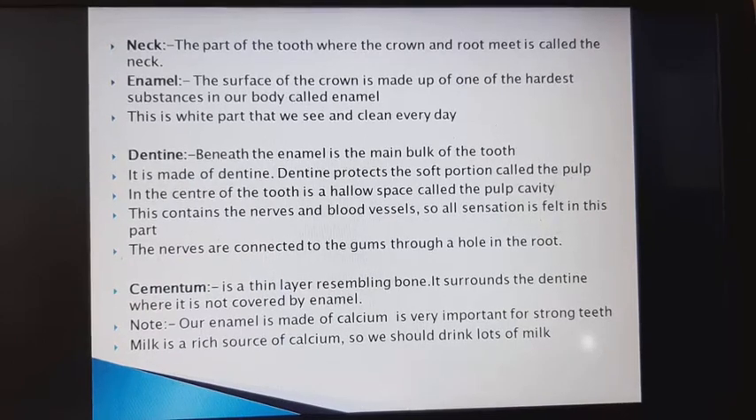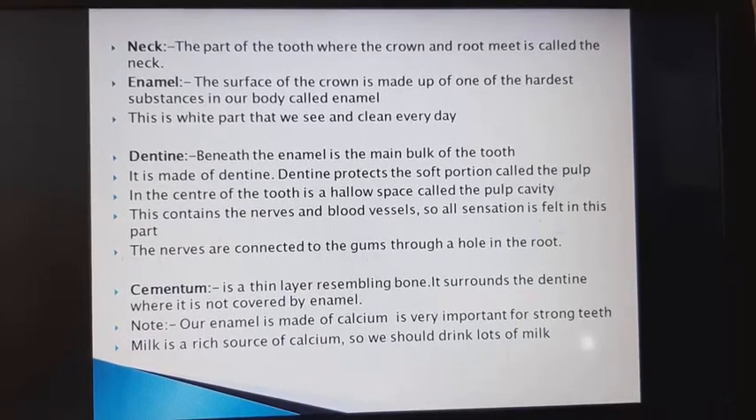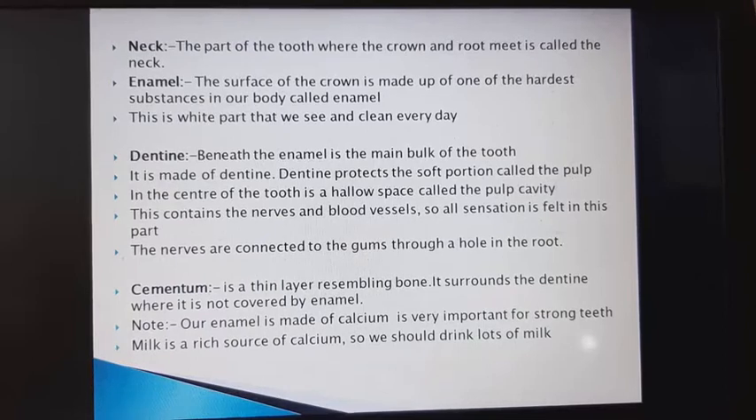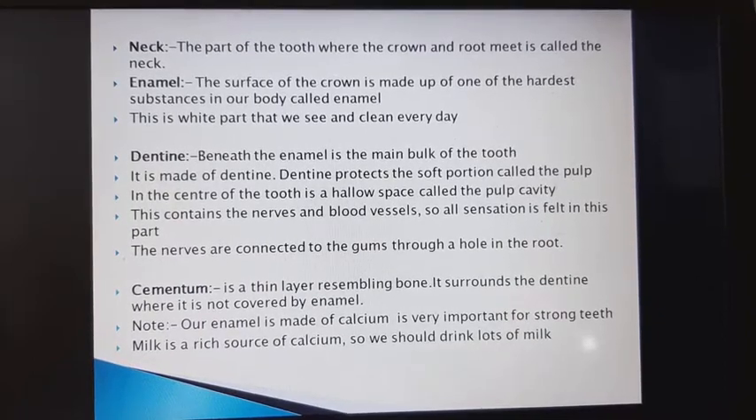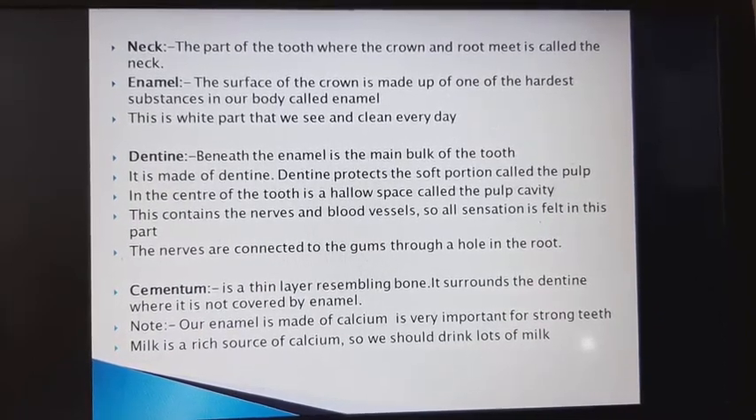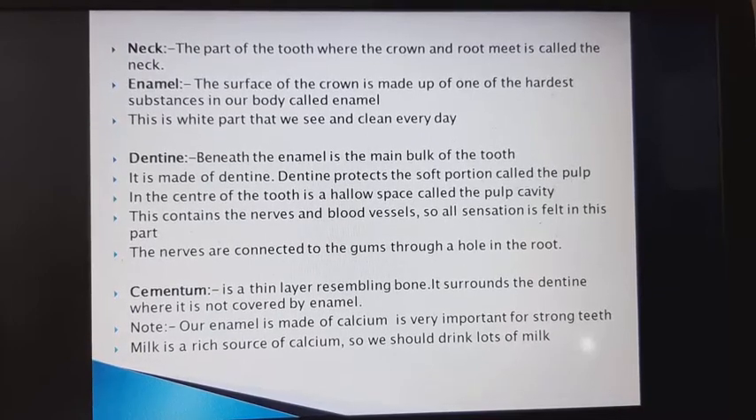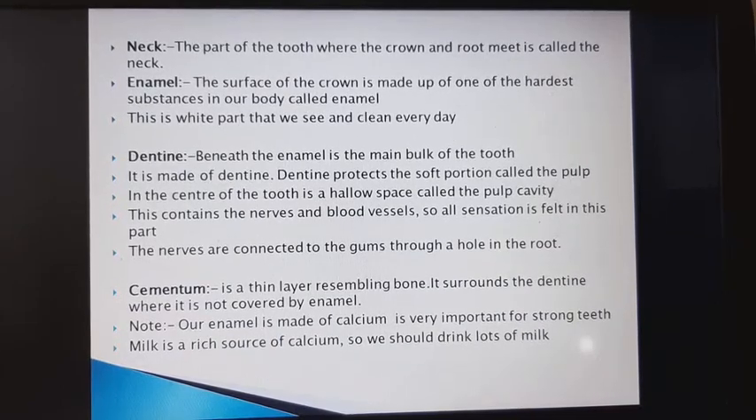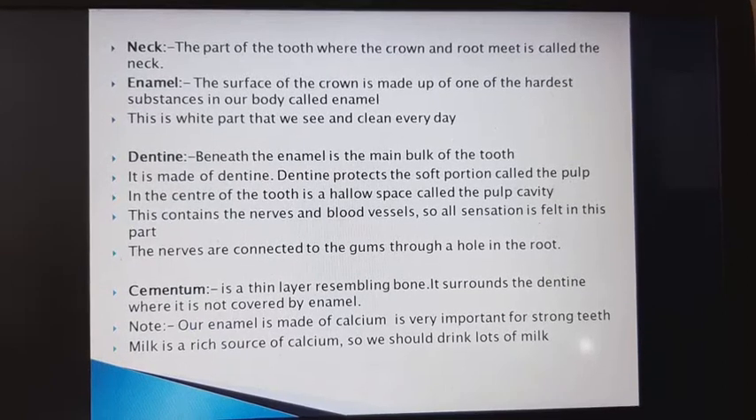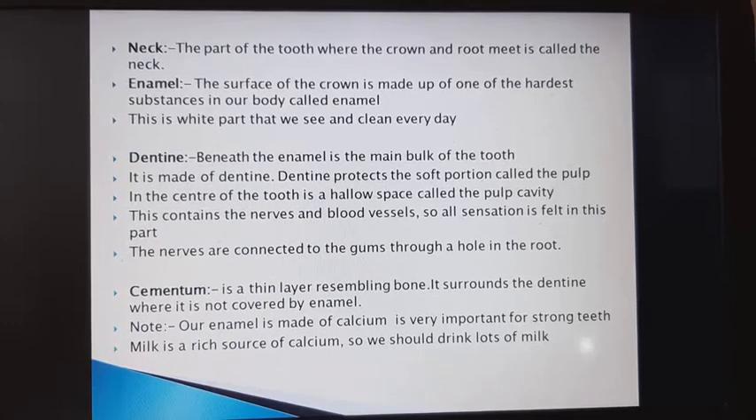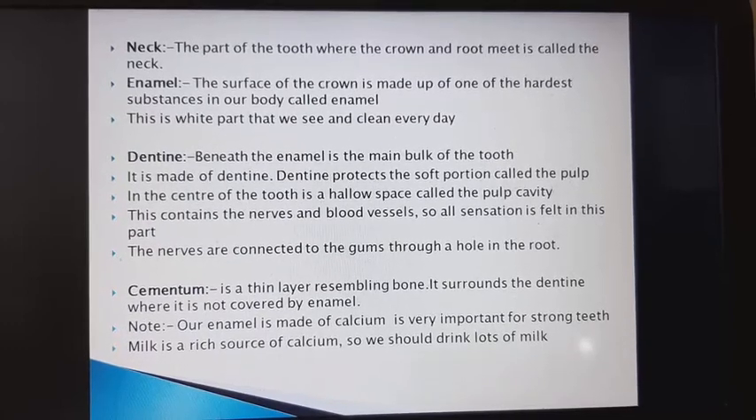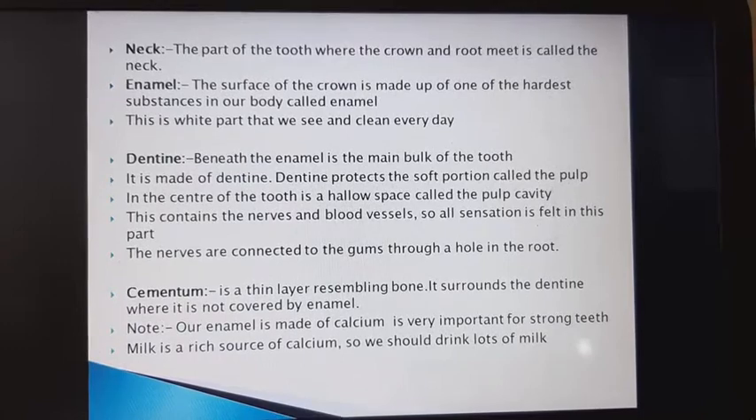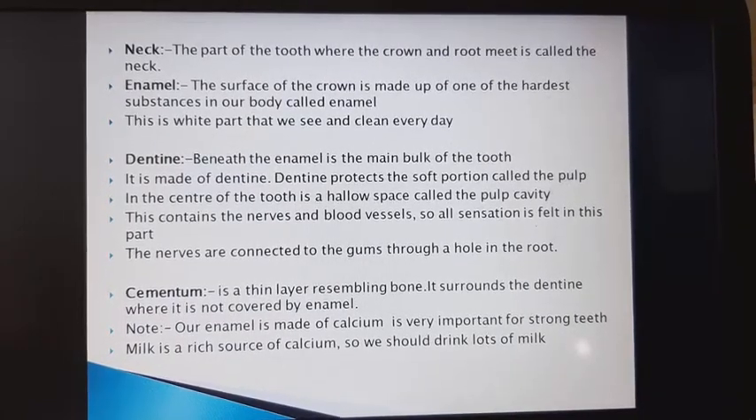Next is cementum. Cementum is a thin layer resembling bone. It surrounds the dentine where it is not covered by enamel. Note, our enamel is made up of calcium. Calcium is very important for strong teeth. Milk is a rich source of calcium, so we should drink lots of milk.